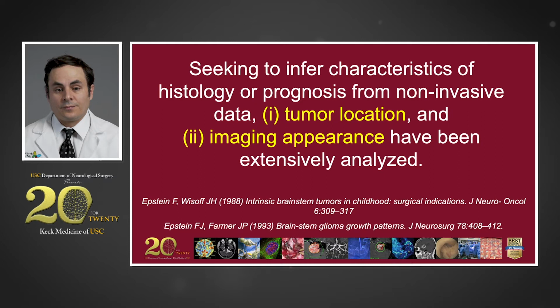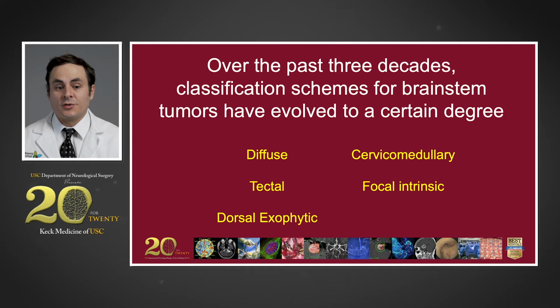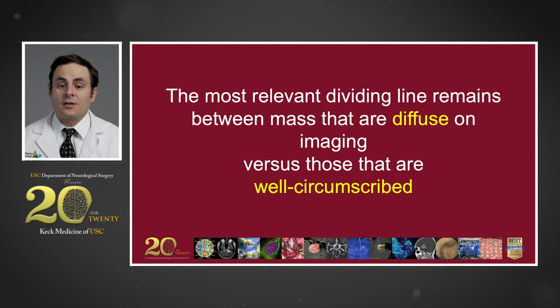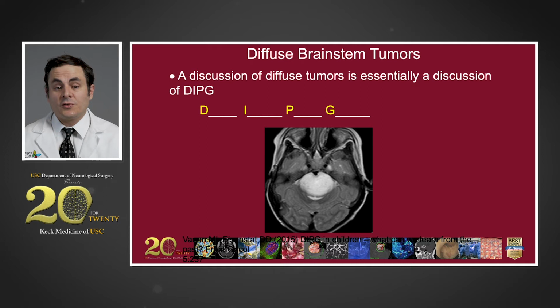Over the past 3 decades, certain classification schemes for brainstem tumors in the pediatric population have evolved, with terminology that you see here. And for today's discussion, we'll focus only on this category of masses, the diffuse brainstem tumors. The most relevant dividing line really remains between masses that are diffuse on imaging versus those that are well circumscribed. And a discussion of diffuse tumors is essentially a discussion of DIPG, diffuse intrinsic pontine glioma.